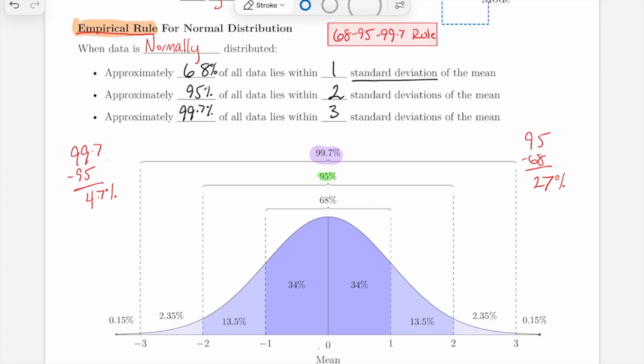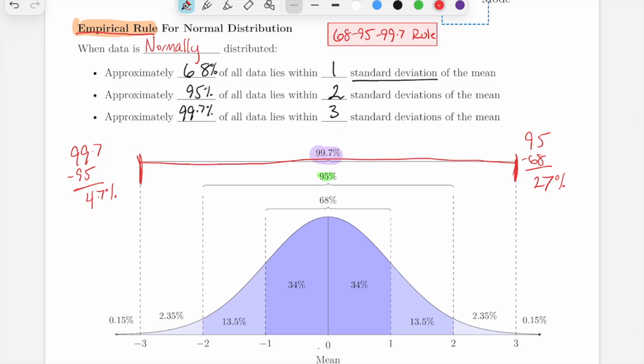And then what we have left is, you can see, 99.7% of the data is within 3 standard deviations. So that means that 0.3% is outside of that. 0.3% is to the left and to the right of 3 standard deviations. So once again, if you take that 0.3% and split it in half, that's where we get 0.15%, and that's how we get these little bits on the end.